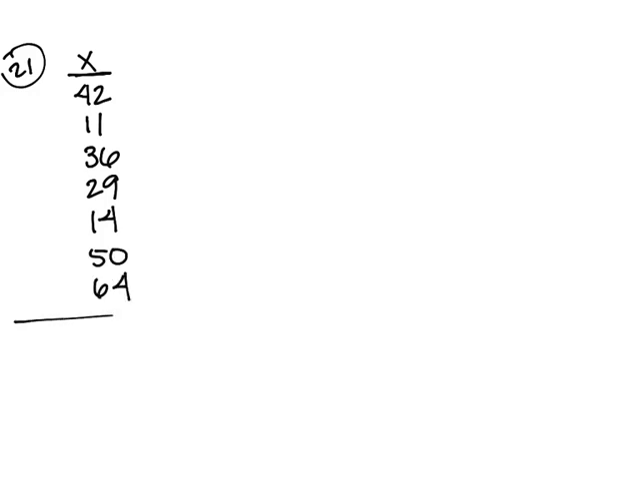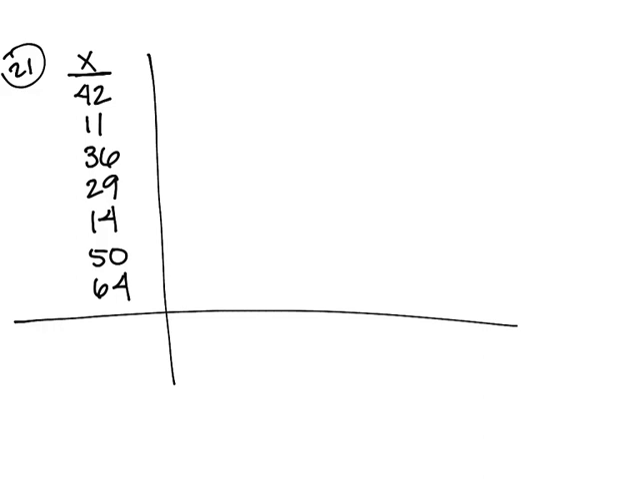Now, 21 wants you to find the standard deviation. And this is how we was taught from the beginning. This is sample, okay? This is the table, chart method, all right? So, I'm going to put it up here like the table. So, we're going to do all of these X's, which is 7 of them: 42, 11, 36, 29, 14, 50, and 64. And the very first thing you need to do is find the mean.